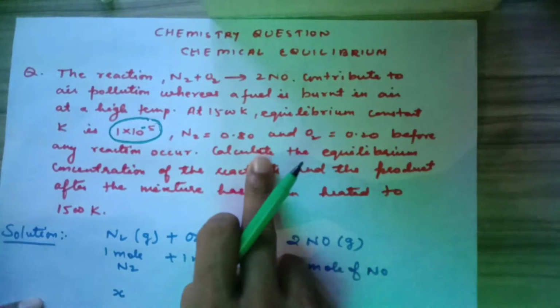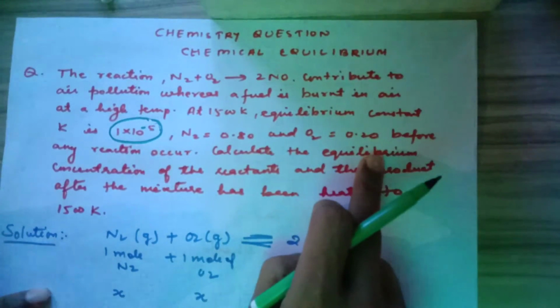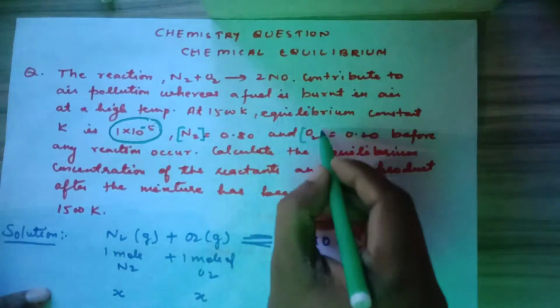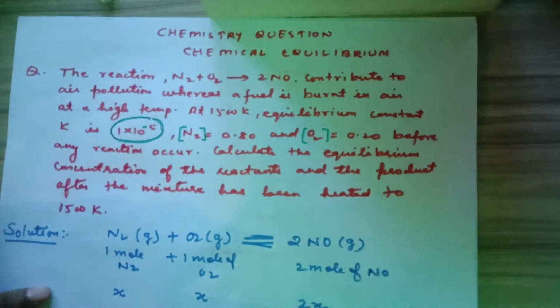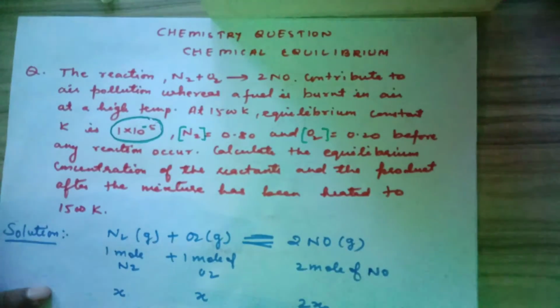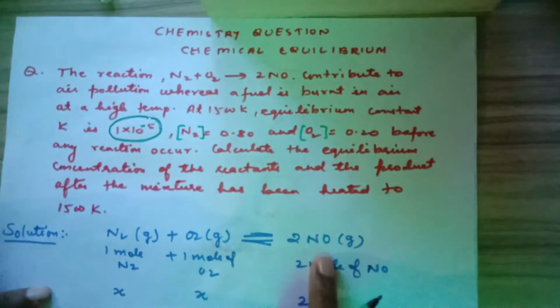N2 is equal to 0.80, O2 is equal to 0.20. It is given the concentration of dinitrogen and dioxygen before any reaction occurs. It means the initial value is given as 0.80 and 0.20. We have to find the equilibrium concentration of the reactants and the product, that is N2, O2 and 2NO.